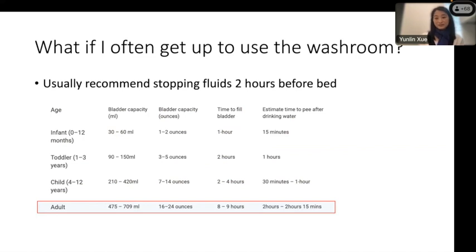And the reason for that is, if you look at this chart for adult bladder capacity, the estimated time to pee after drinking water is actually about 2 hours to 2 hours and 15 minutes. So we don't want you to have to interrupt your sleep because your bladder is full.